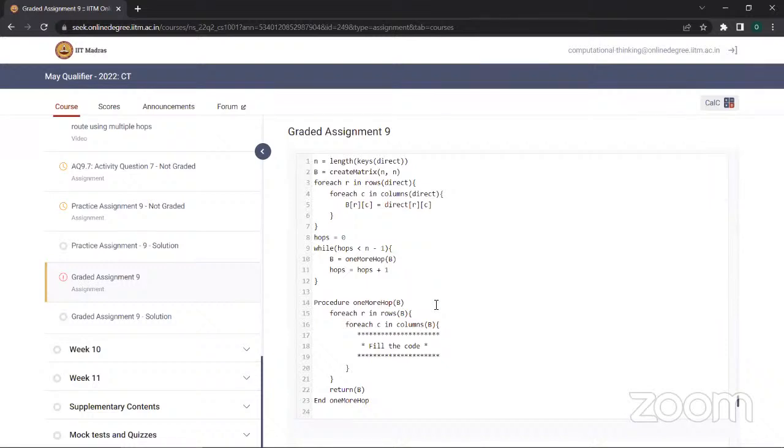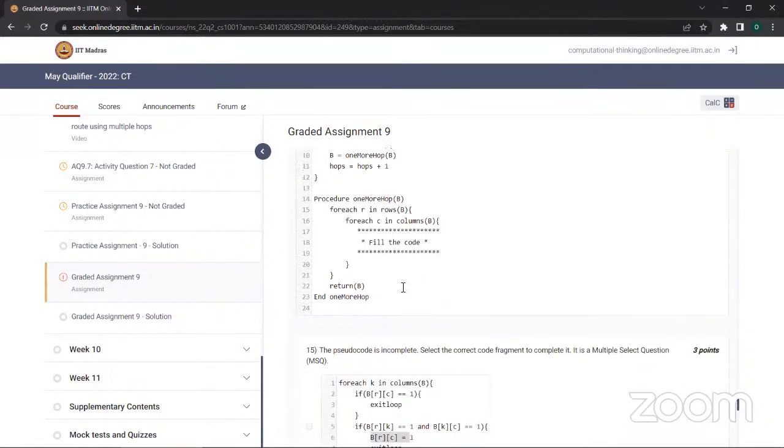Is it clear? Yes, sir, it is more than clear. When you call the procedure, just one thing, sir. When we call the procedure B equals to, in line 10, B equals to one more hop B, it comes down to the procedure one more hop B, and it returns the value of B.